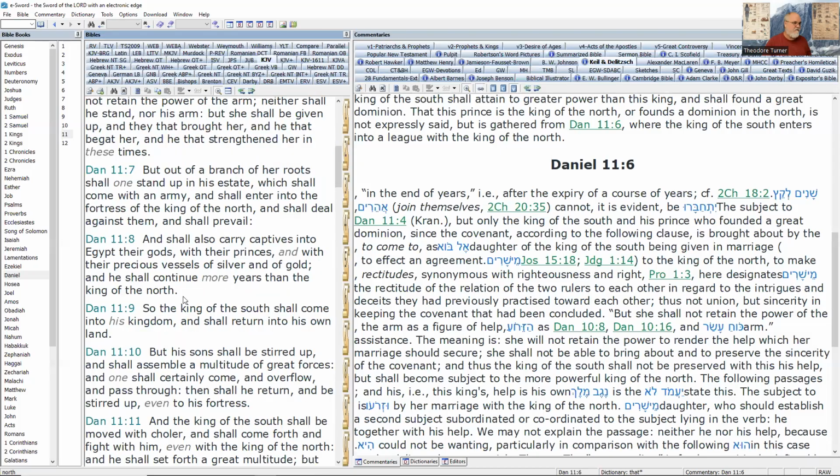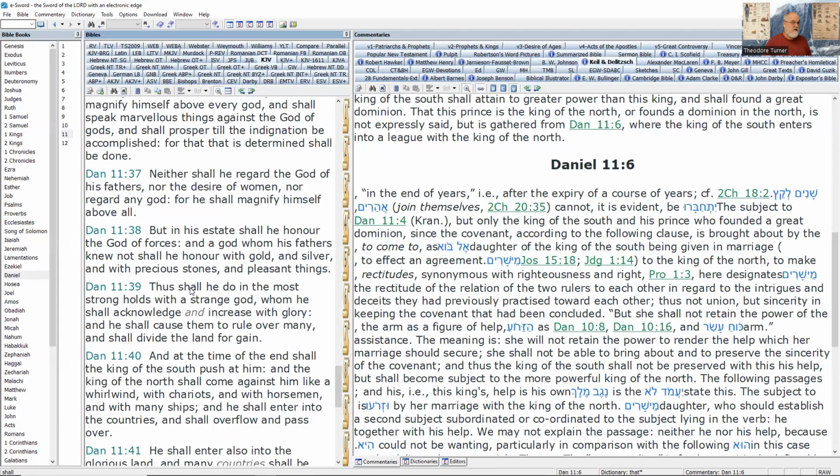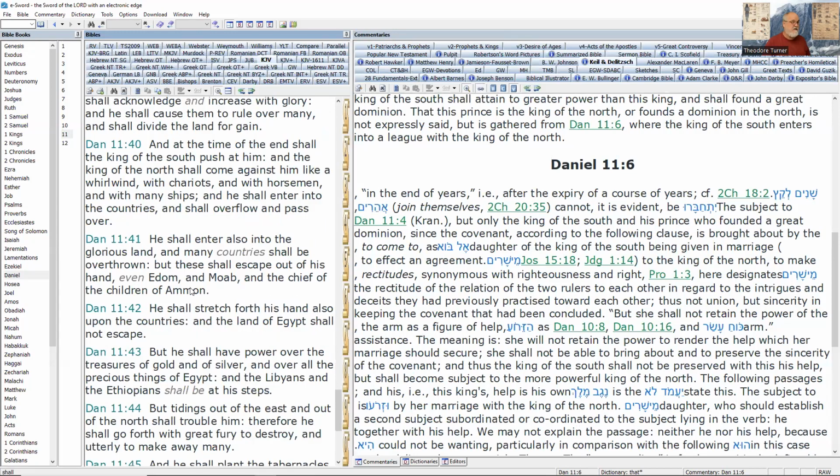when we look at Daniel 11, verse 40, we're just saying there are these battles between the king of the north and the king of the south. So at the time of the end, the king of the south shall push at him. So the king of the south is France. It conquers the king of the north, the papacy. And then the king of the north shall come against them like a whirlwind, with chariots and with horsemen and many ships. So the king of the north is the papacy here. The United States is its military. It's this military and economic pressure that then causes the fall of the Soviet Union, right?